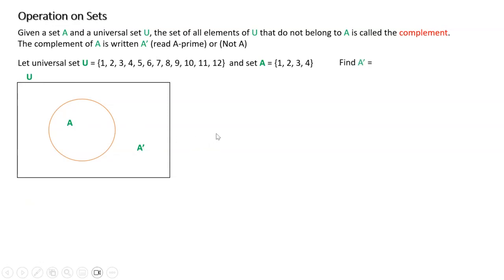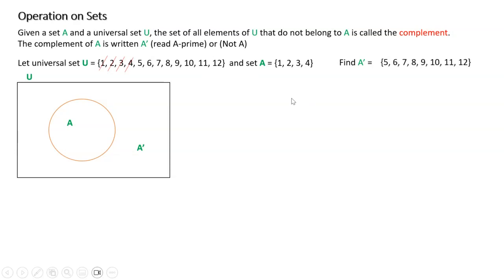Now this is how we list them. This is find the complement of A, or you can also say A prime or not A. I like to say not A instead, because it makes more sense. So check this out. If it says not A, it's not 1, not 2, not 3, not 4. So what's left? 5, 6, 7, 8, 9, 10, 11, 12.